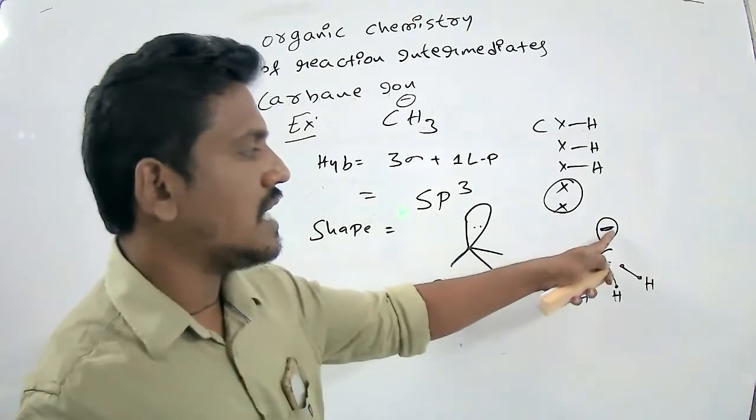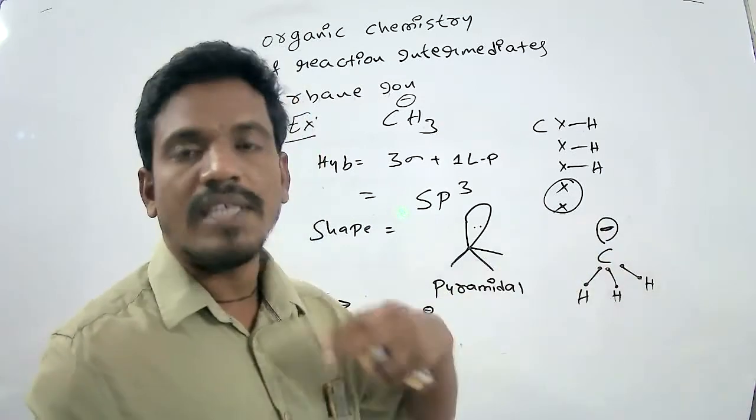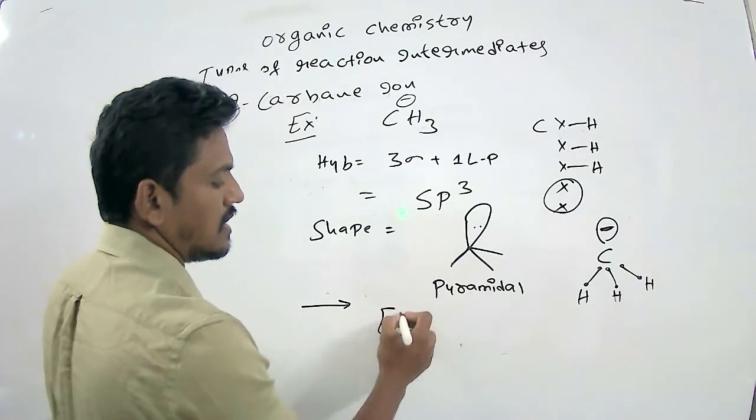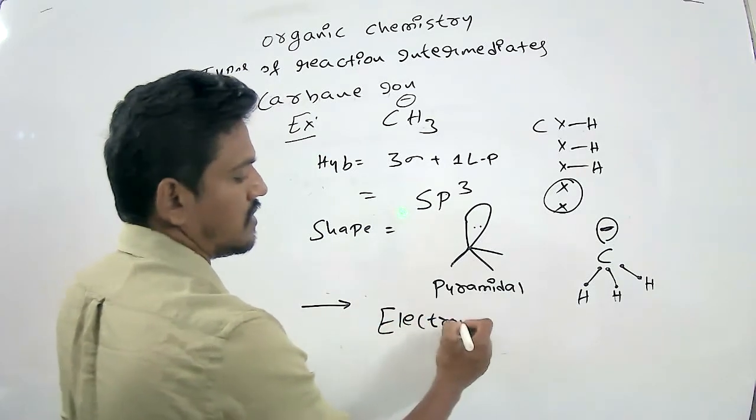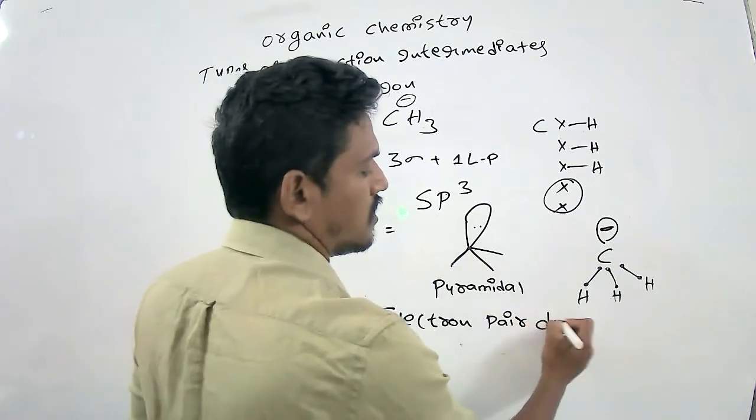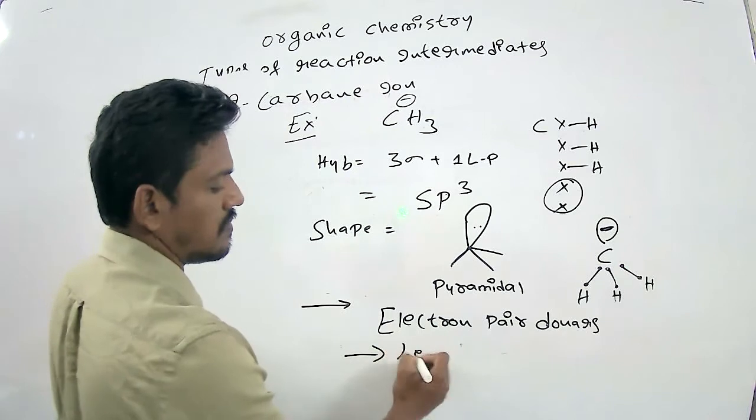And this negative charge, or this electron pair, is not shared with another element. That's why this lone pair is always ready to donate to another element. That's why these carbanions are considered electron pair donors. Electron pair donors are called Lewis bases.